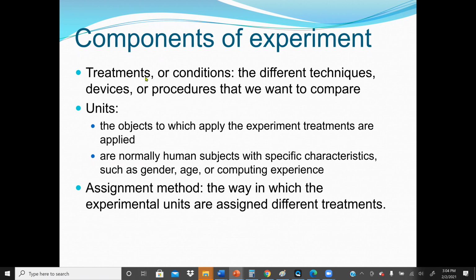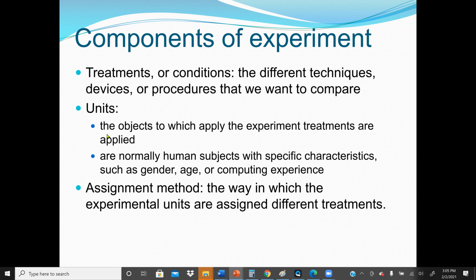Now, we have three components of an experiment. We have the treatment. Treatment can also be called the conditions. In terms of computer science, these are the different techniques, devices, or procedures that we want to compare. It can be an algorithm, it can be a device. The explanation here is based on the computer science field, not medicine or social science.